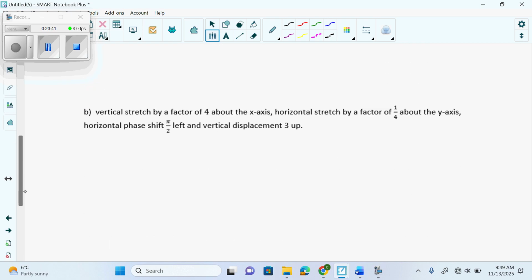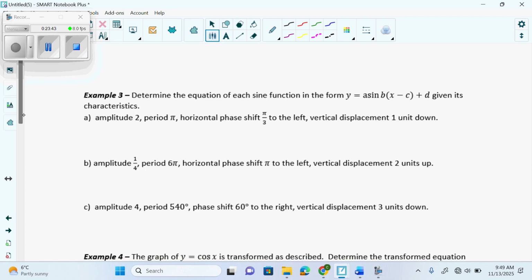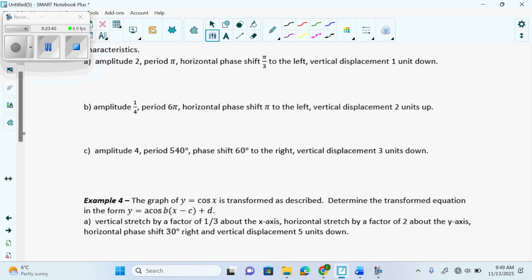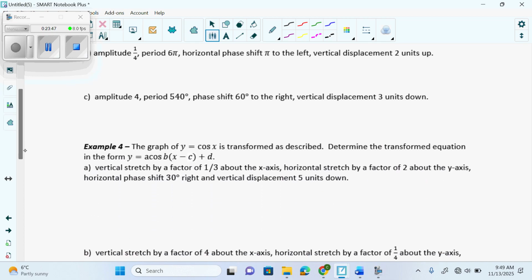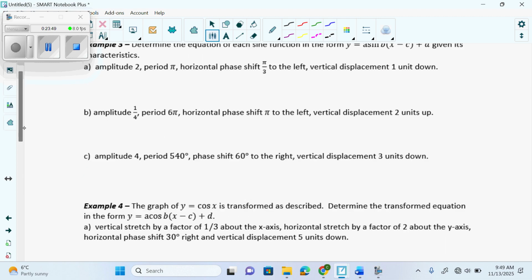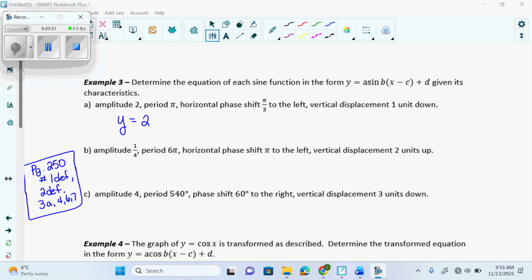Okay, what are these? Determine the equation if I give you words. This one's the graph of this transform, determine the transformed equation. Go. 3 and 4. So we need amplitude. Amplitude is our A, right? The absolute value of A.